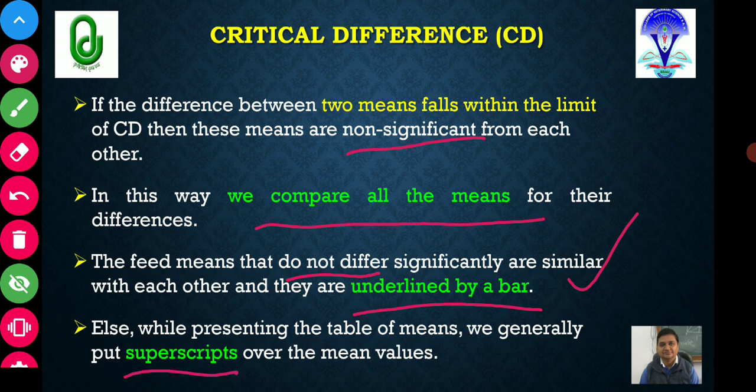There is one more method. Putting an underline is the old method. If you don't want to put an underline, then there is one more method of writing superscripts. In upper classes, in 4th year, 5th year, and in some articles in research journals, many times the means will be provided with superscripts. What is the meaning of the superscript? I will be discussing that in the next slide, how to present the difference between means in the form of superscripts.